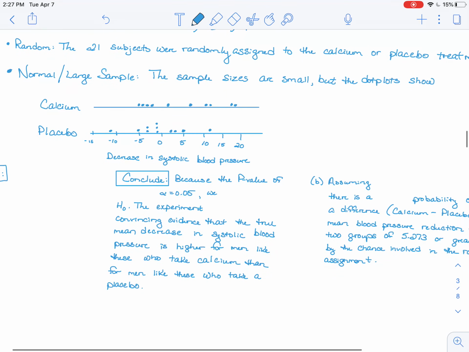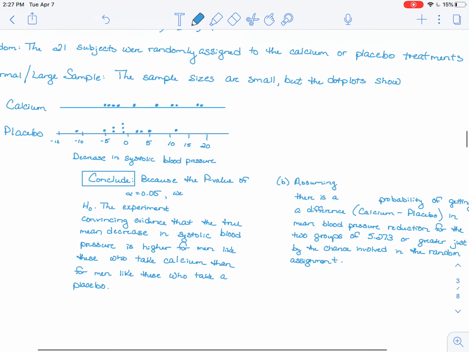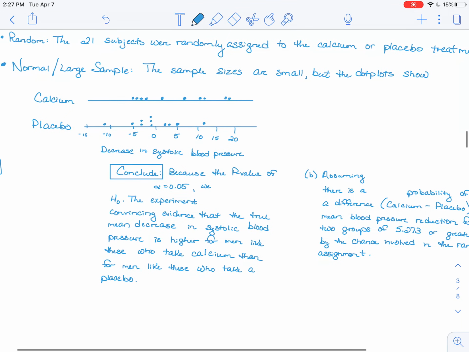And the conditions I have to test, I have to make sure I pass the random condition. You'll notice I'm not putting independent here because this is an experiment. I don't have to worry about my 2 groups being selected independently because I have 21 guys to start with. There was some random process that assigned them to the 2 different treatments. So I'm just noting that. The 21 subjects were randomly assigned to either calcium or placebo treatment.